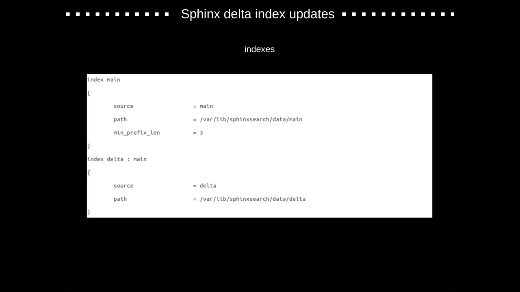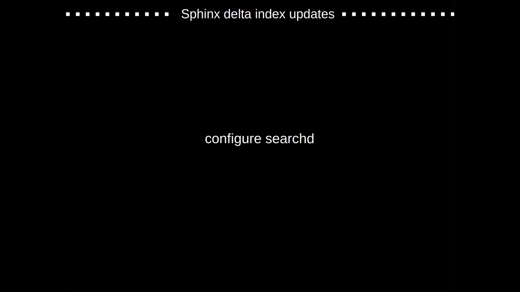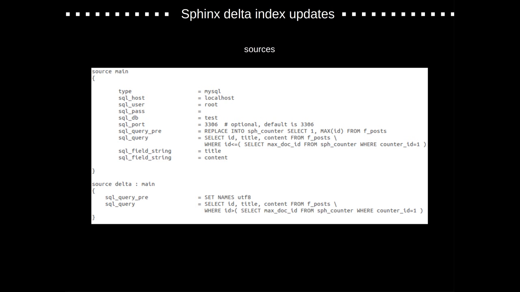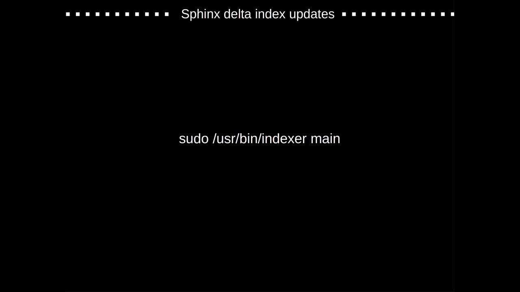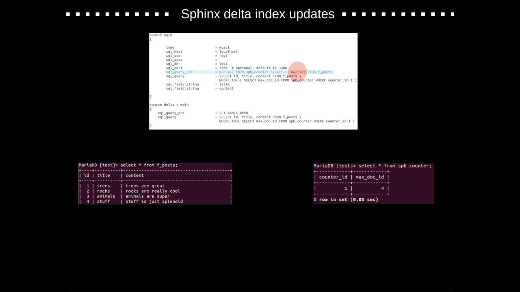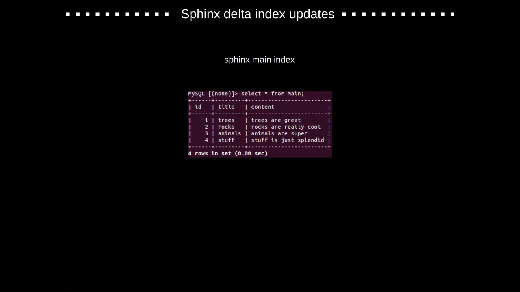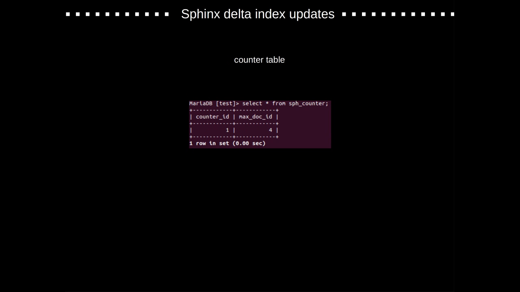It's nothing special, just a little prefix indexing for wildcard search. And we configure searchd just as we usually would. I'm not going to talk about this now, but if you have questions, feel free to ask in the comments. And with everything properly configured, and assuming you've got your configuration in the default location, we run indexer. The max value of ID is stored in a counter table, and we get a main index that looks like this, and a counter table that looks like this. Notice that the max doc ID is 4.